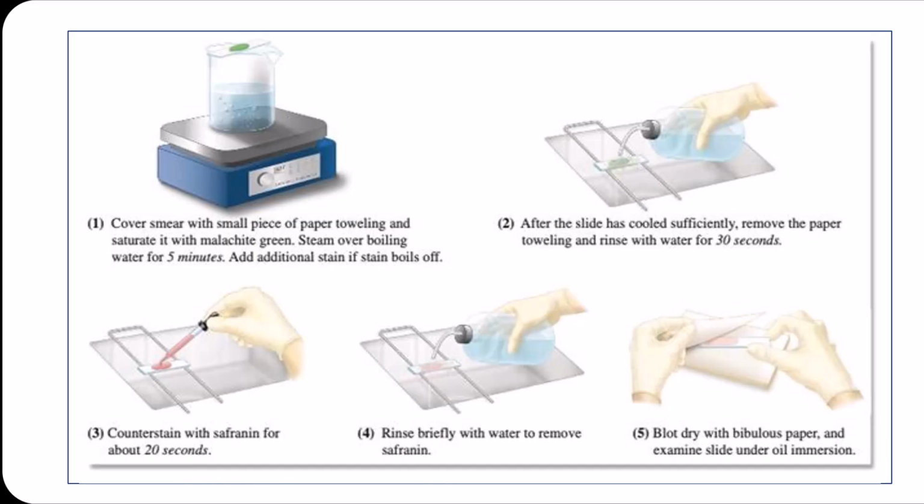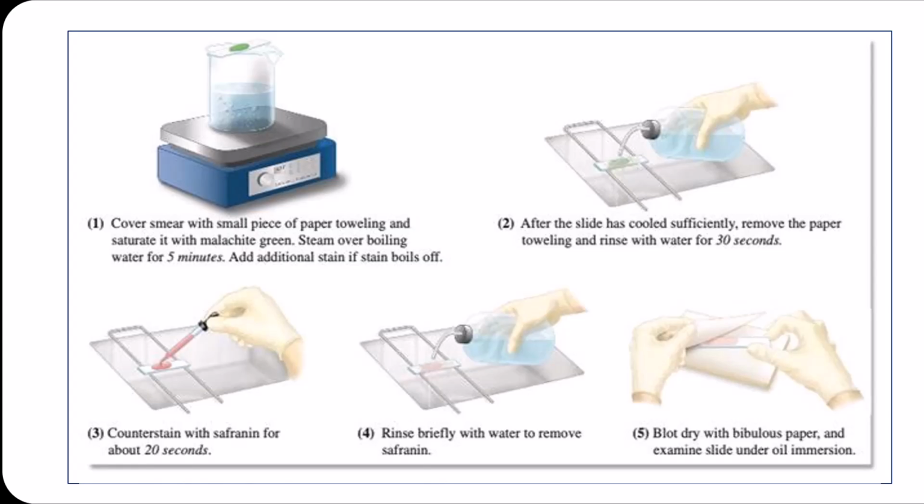The procedure of the endospore stain. In this method, we use heat to allow the primary stain to enter the strong spore. First of all, we prepare the smear. As you know, making a smear is spreading the bacteria on a clean slide, then air dry, then heat fixation. After we make the smear, we cover it with a small piece of paper towel and saturate it with malachite green.